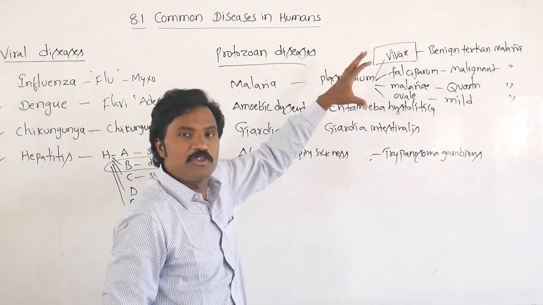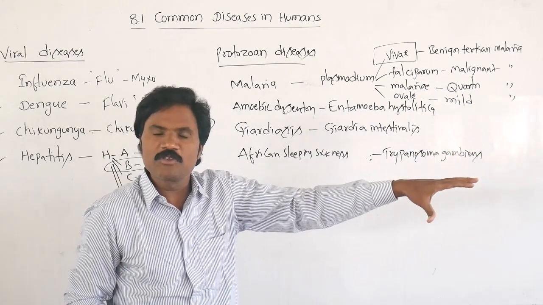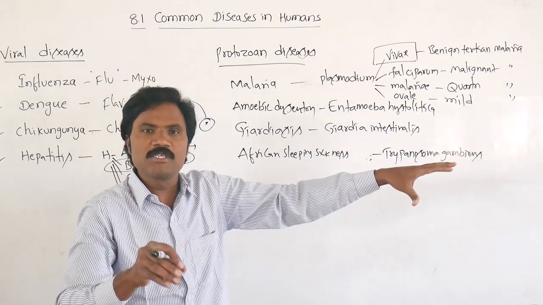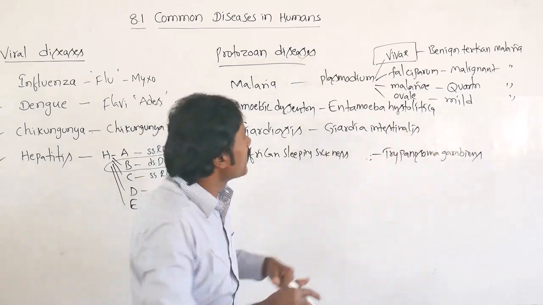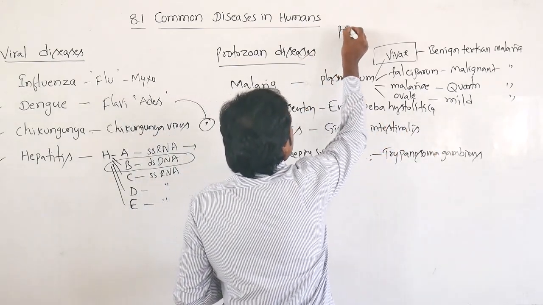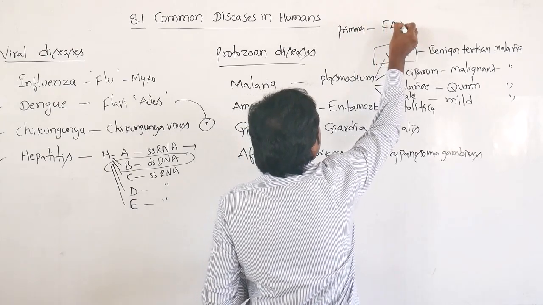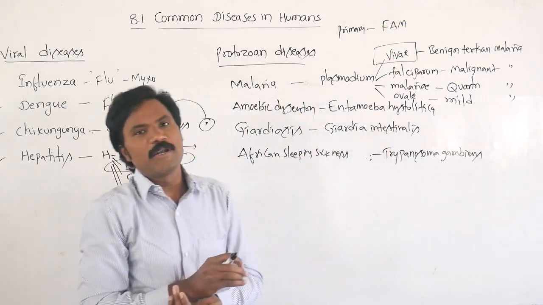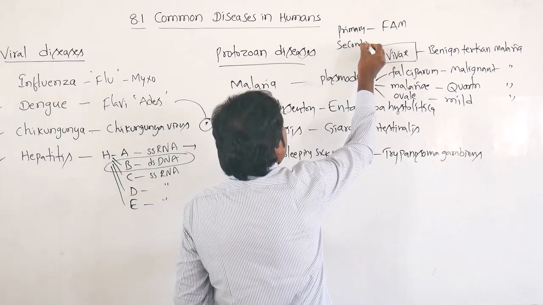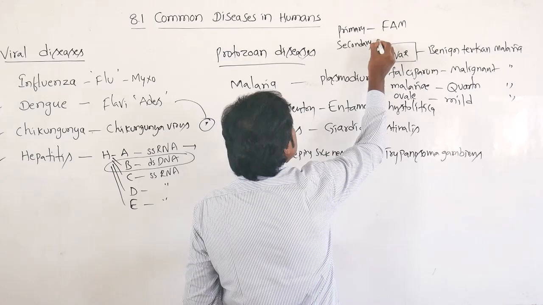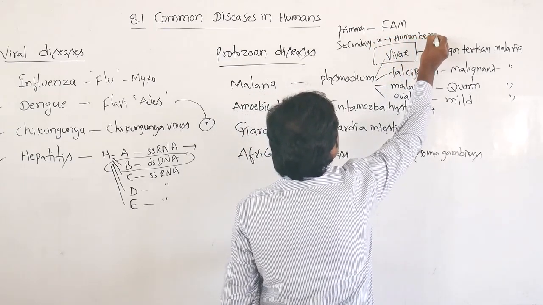It completes its life cycle in two hosts. What is the primary and what is the definitive host? The primary, definitive host is the female Anopheles mosquito. Then the secondary host: what is the secondary host? That is the human being.